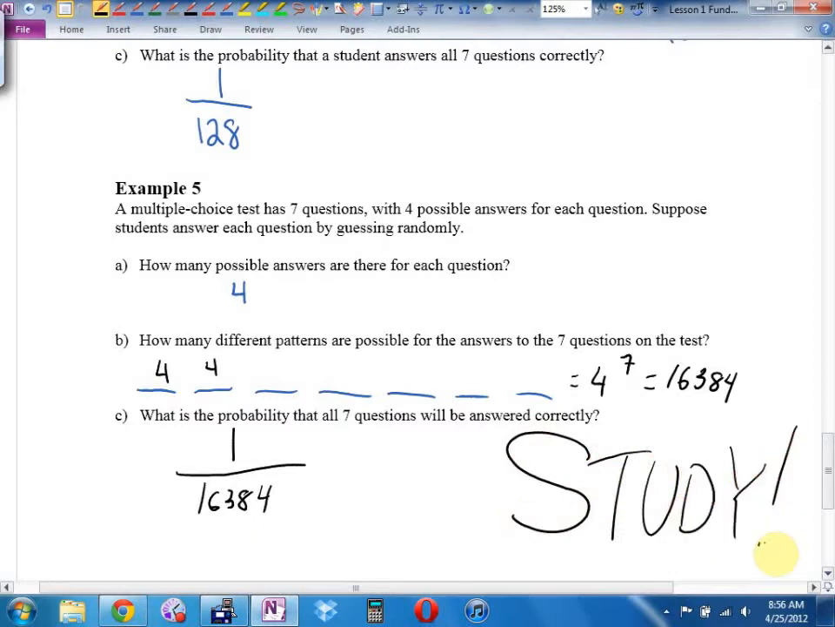Now, this is assuming, Katie, you're a high achiever. You want perfect. Some of you are not. Some of you are satisfied with bare minimum. A more compelling and much tougher question to ask, which we won't get to until next unit, is what are the odds of passing? What are the odds of getting 4 or 5 or 6 or 7 right, not just all 7 right? That's surprisingly a far more difficult question.